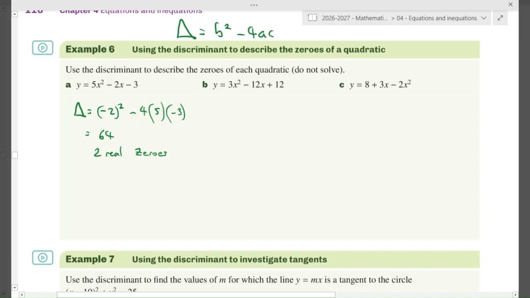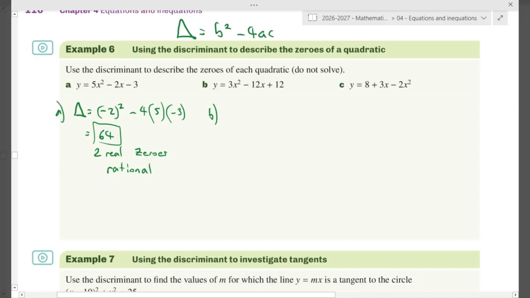But there is another thing that we've got to recognize as well. 64 is a square number, which means, and don't forget in the quadratic formula, you've actually got b squared minus 4ac, which is why we're looking at the positive and negative side of it. Because it's a square number, that will actually come out to be a rational number. So they're not only real, but these are two rational zeros. Okay, so that's question A done.